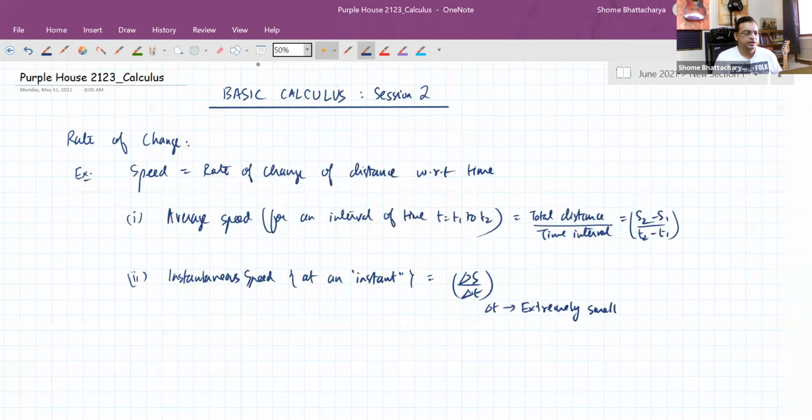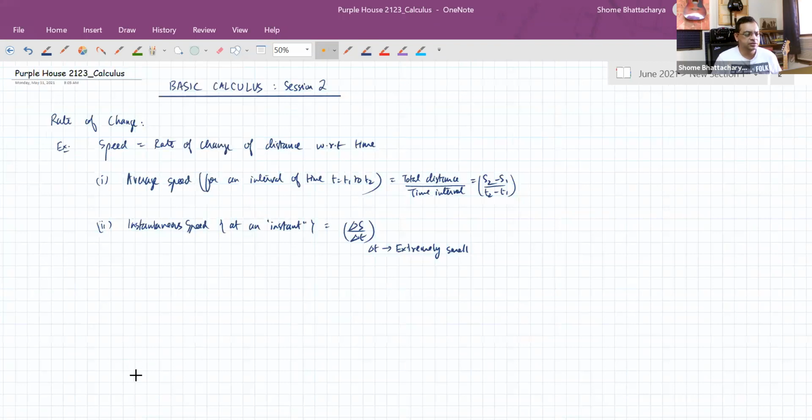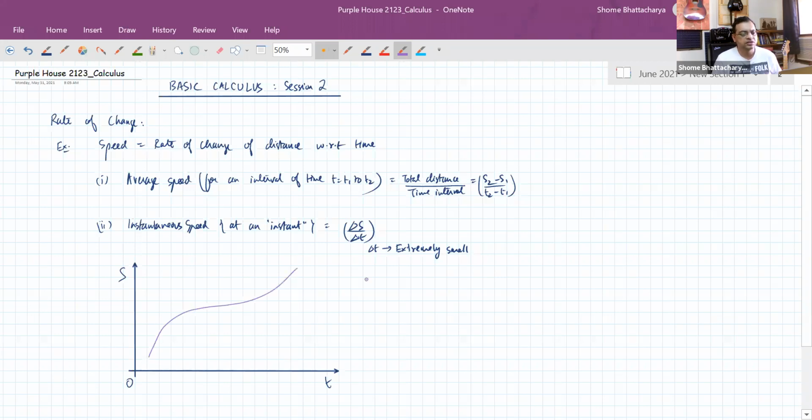Then we also understood the graphical representation of distance versus time. All this will translate to the language of functions and calculus very soon. But if this is a distance versus time graph, let's say this is distance with respect to time. Now, I can calculate this quantity for some given interval of time. Let's say T1 is here on the time axis and T2 is here on the time axis. I want to calculate the average speed from T1 to T2.